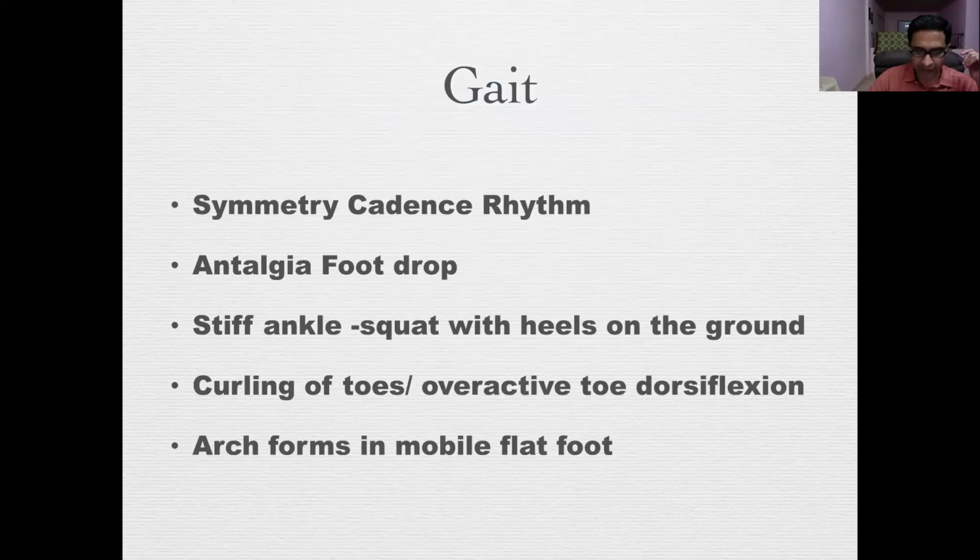Then you come to the gait. Remember to talk about the symmetry, which means both sides are identical. Cadence is the speed and the stride length. The rhythm, whether the patient has an antalgia, which is the pain component. Foot drop.